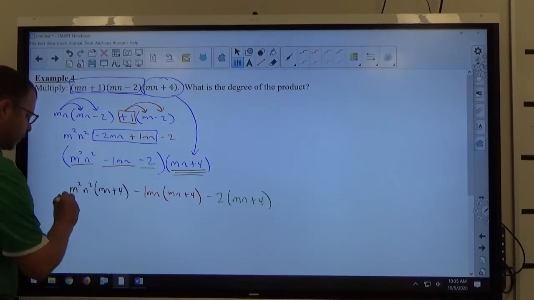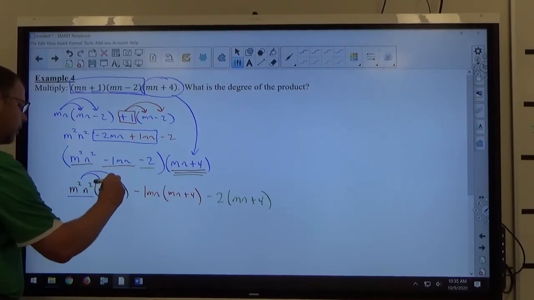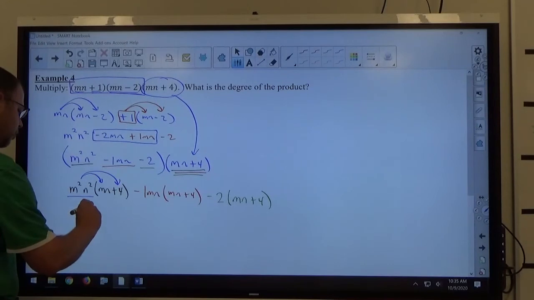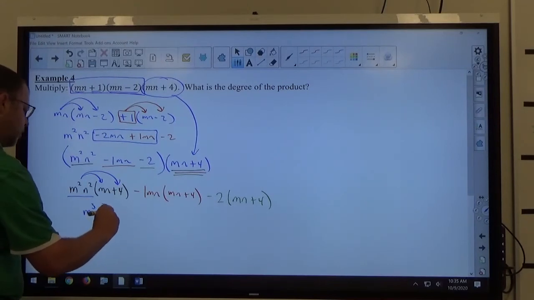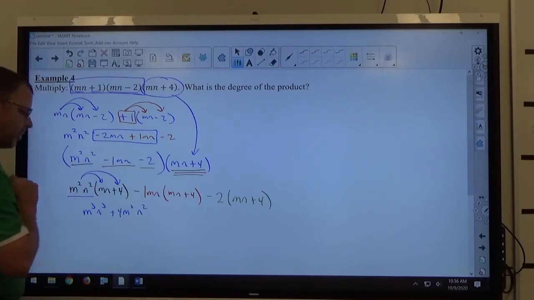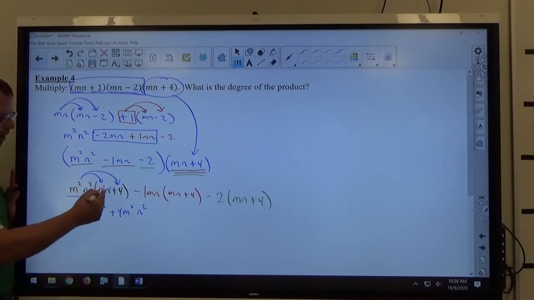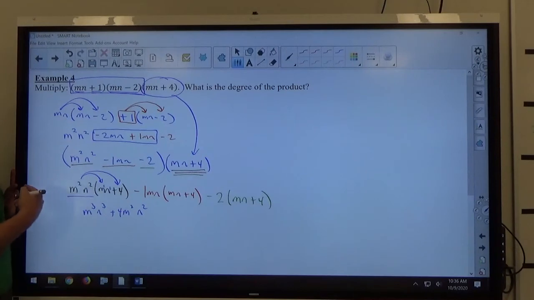So I'm going to take m squared n squared times mn and m squared n squared times 4. That's going to give me m cubed n cubed plus 4m squared n squared. Again, I'm multiplying letters. M squared times m to the first makes m to the third because 2 plus 1 is 3. N squared times n to the first makes n to the third because 2 plus 1 is 3. We're adding powers of the same letters.